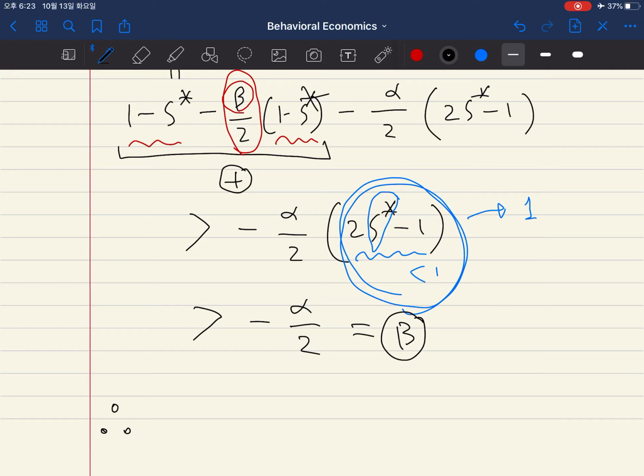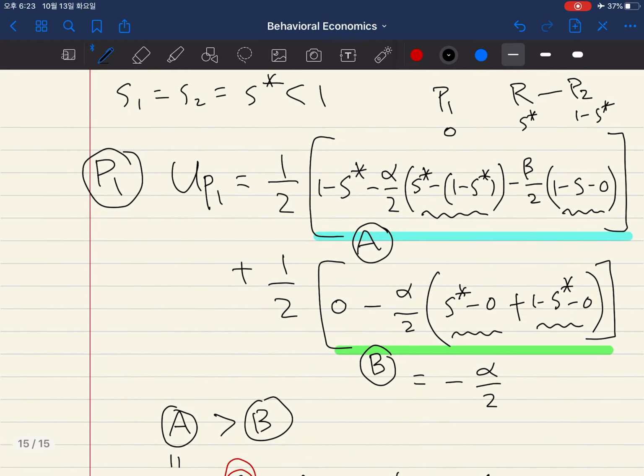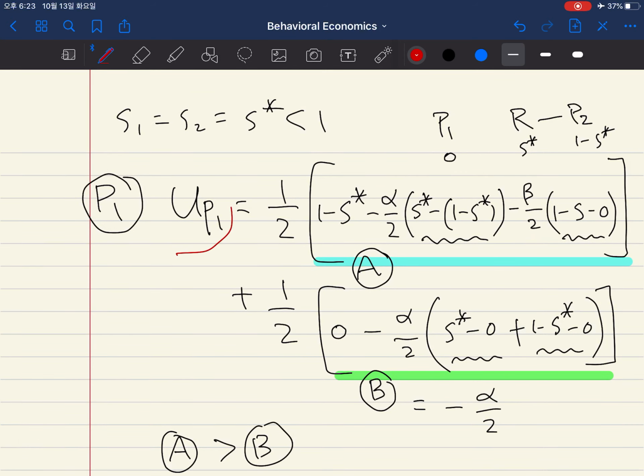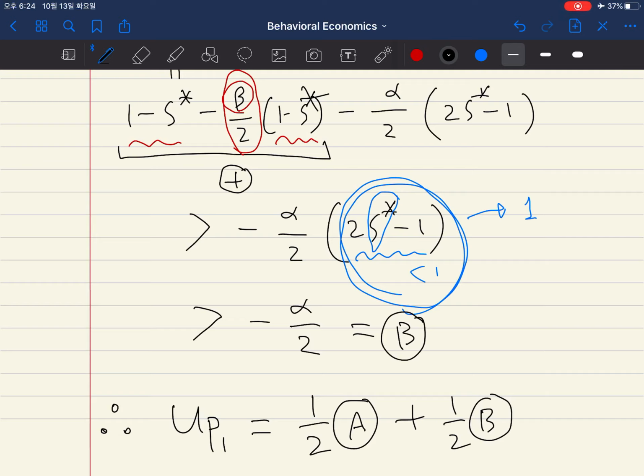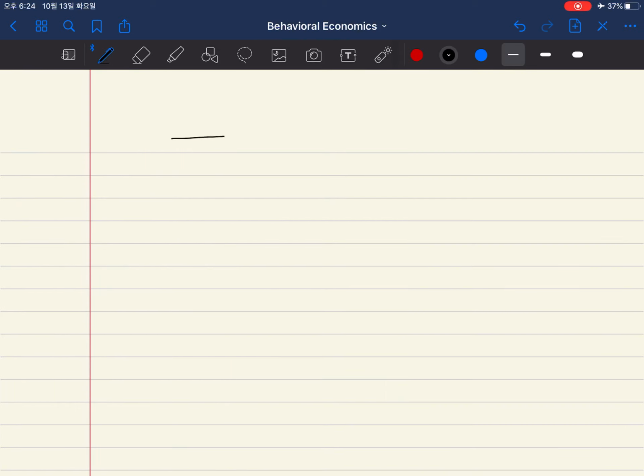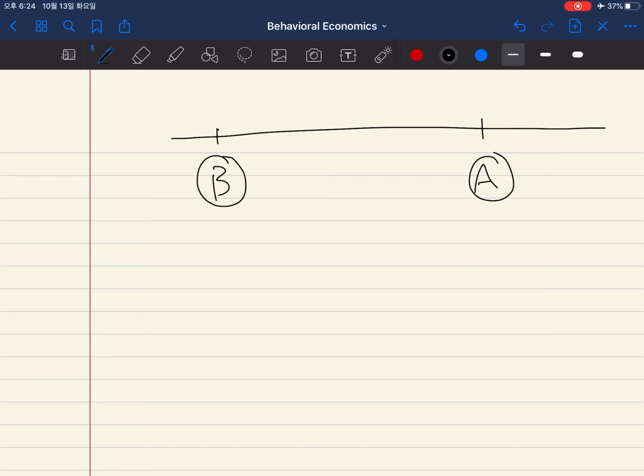So under the current situation, first proposal's payoff is equal to half times A plus half times B. And we also know that A is bigger than B. Therefore, here we have A, here we have B, and in the middle we have first proposal's payoff under the current situation.